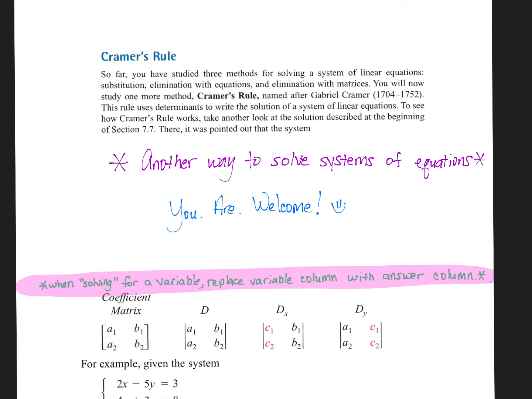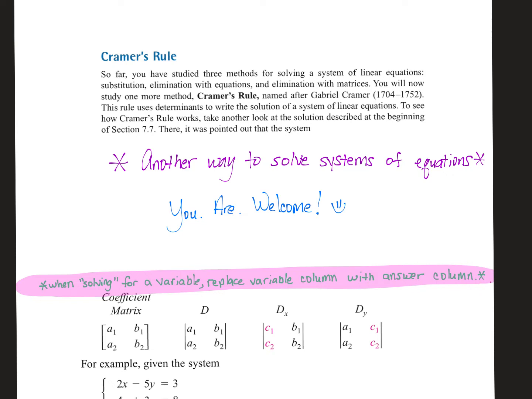All right, last thing we need to talk about in this chapter. All we've done is solve linear multivariable systems a bunch of different ways. We did it using row echelon and back substitution. We did it using Gauss-Jordan. We did it using matrices. And now we're going to use Cramer's rule. This is just another way to solve systems of equations.